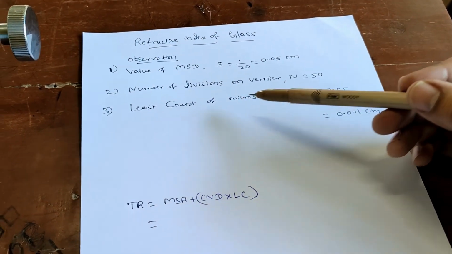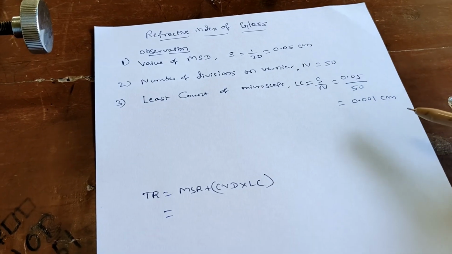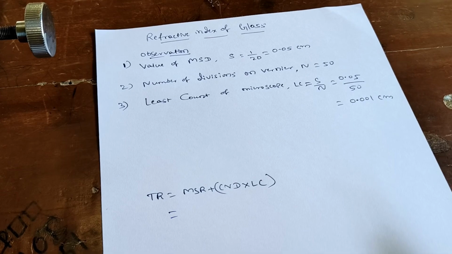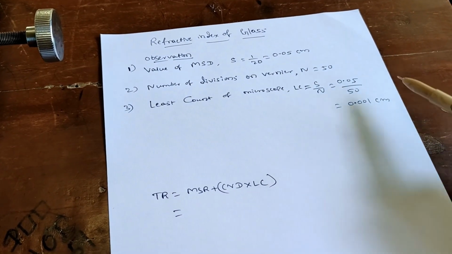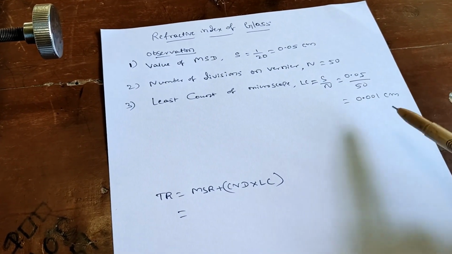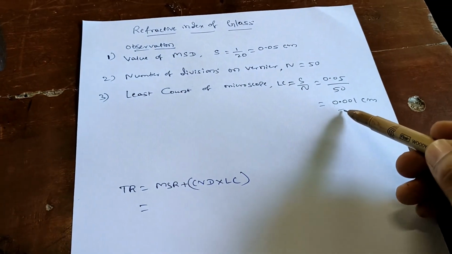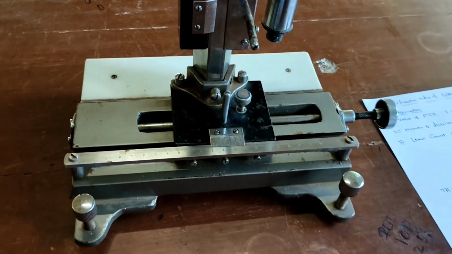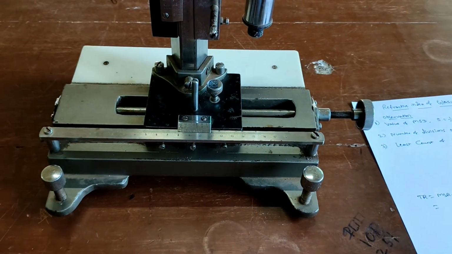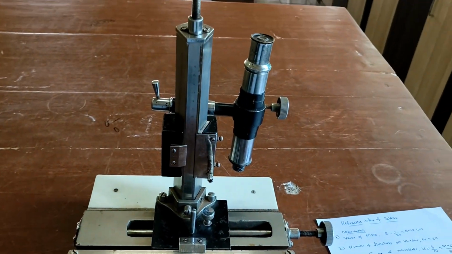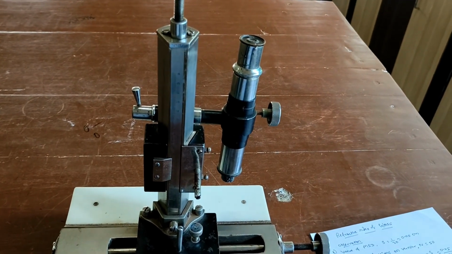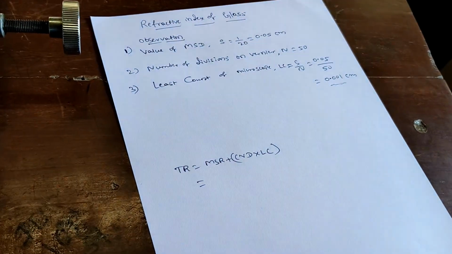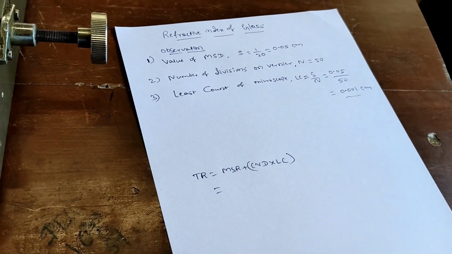Next, the number of divisions on the vernier is a total of 50. Taking the ratio, we have to find the least count of the microscope. LC equal to S by N. 0.05 divided by 50 becomes 0.001 centimeter. This is the least count of the traveling microscope. Now I will show how to take the readings in this traveling microscope. The total reading TR equals MSR plus CVD into LC.